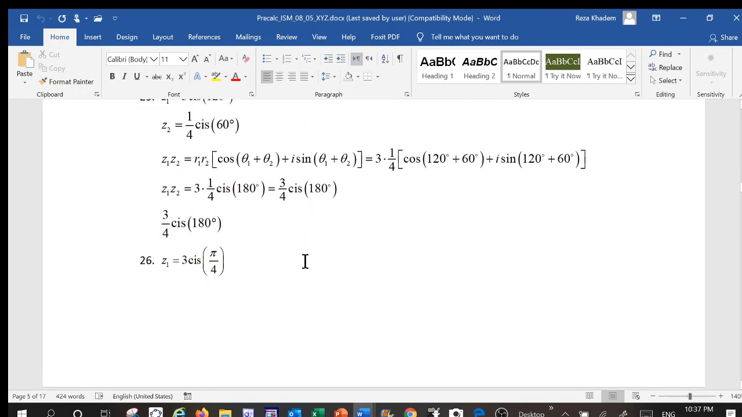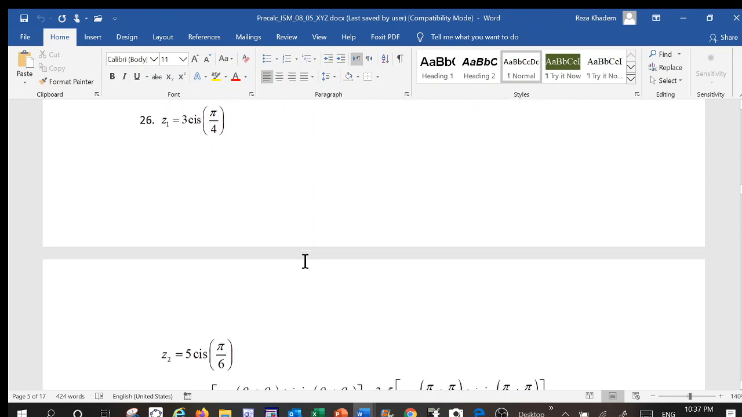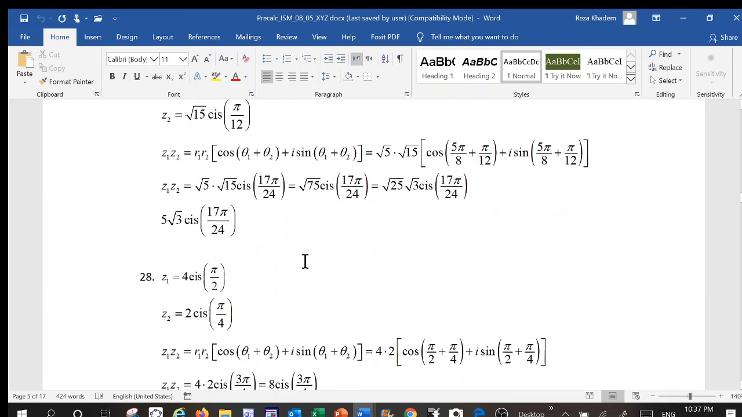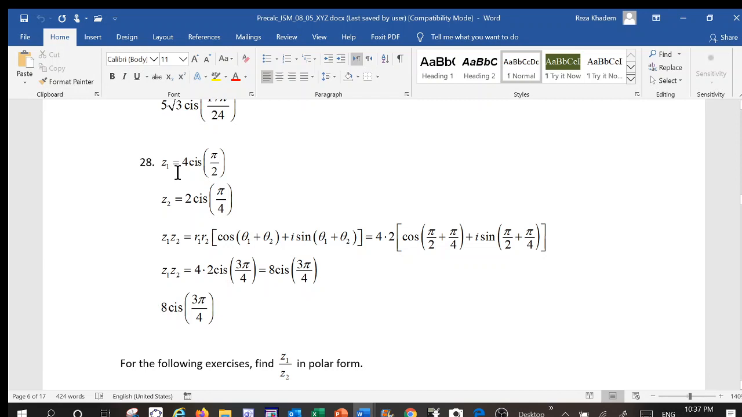Well, let's do another one. What about 28? So we got 4 and we got 2, and again cis, you can expand it, cis means that. So 4 times 2, and then we add pi over 2 plus pi over 4. We get 3 pi over 4, and we are done.